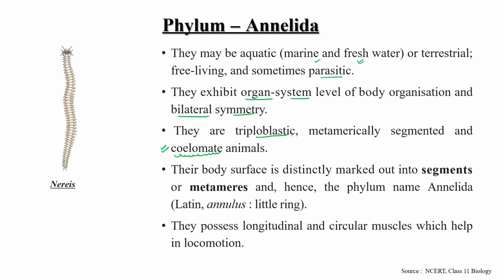They are triploblastic, three layers are there: ecto, meso and endo, right? Metamerically segmented, so many segments are there. This is the main character, and they have coelom, right? Their body surface is distinctly marked out into segments or metameres. We can use the term metamere for the same. Hence the phylum name Annelida. Annelida means little rings. It is a Latin term. They possess longitudinal and circular muscles as well, which help them in locomotion.